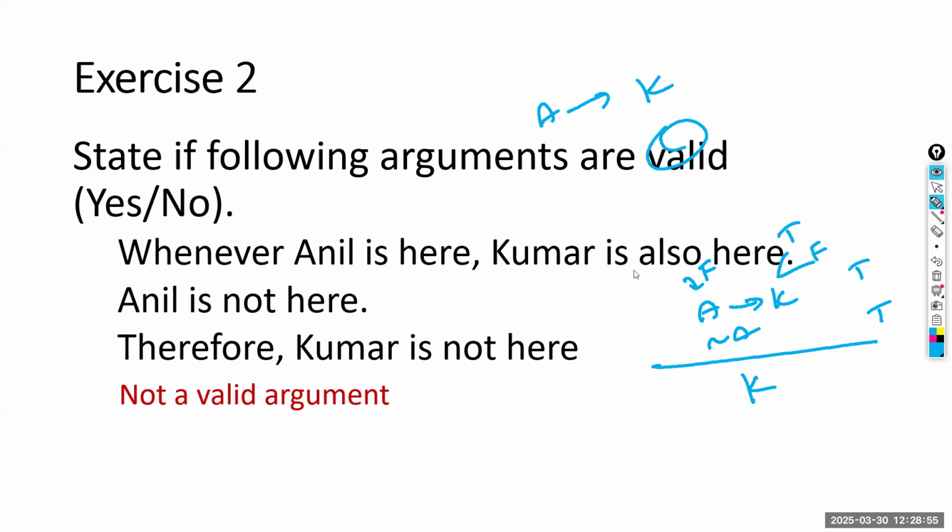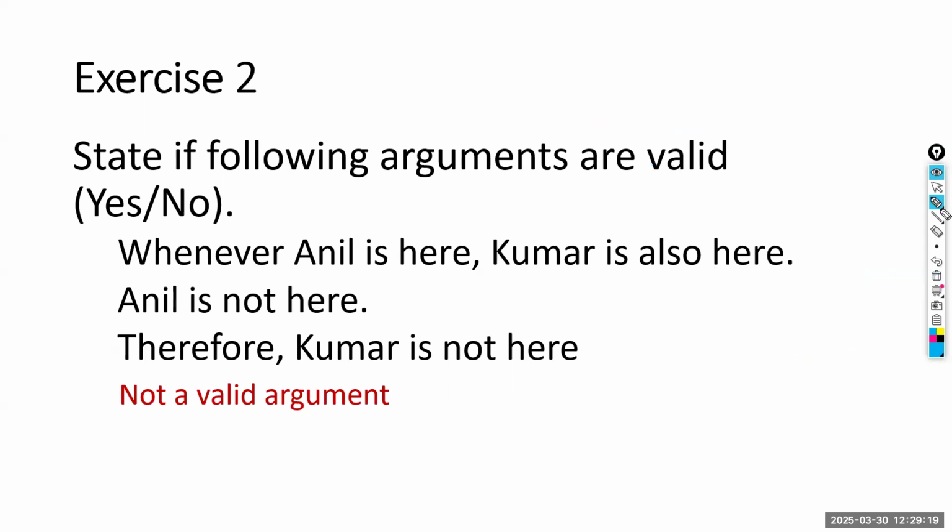Right? Kumar can independently come. Whenever Anil comes, Kumar comes, but at the same time, Kumar can independently come, because this doesn't say if and only if. If they said if and only if Anil is there, Kumar is there, then it would be different. But this is not like that. So sometimes your gut feeling doesn't work.